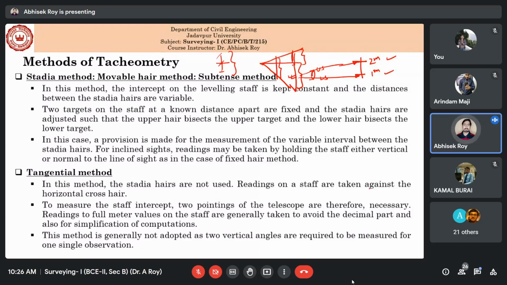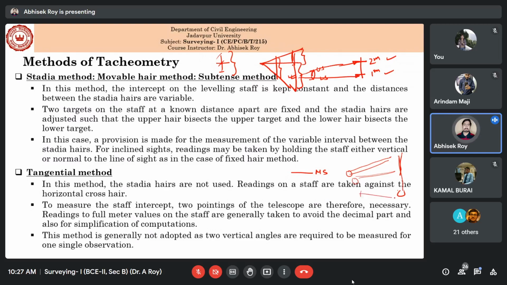In the tangential method, even the stadia hairs are not used. That means we will not use the stadia hairs. We will only use the horizontal crosshair, which we normally call the middle stadia. Only that one we will use. Now, how will we measure the distance then? Simply, with the help of the tachyometer, we will sight the staff at a single point 2 times with different angles.